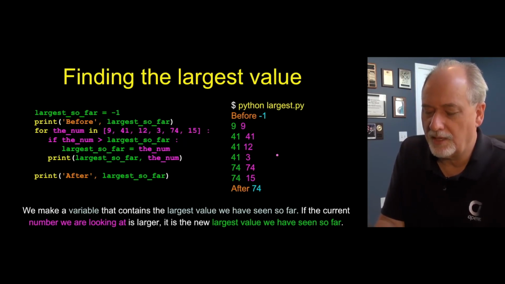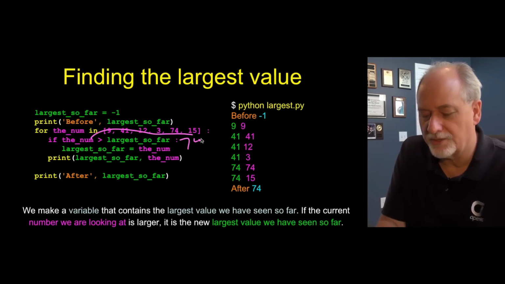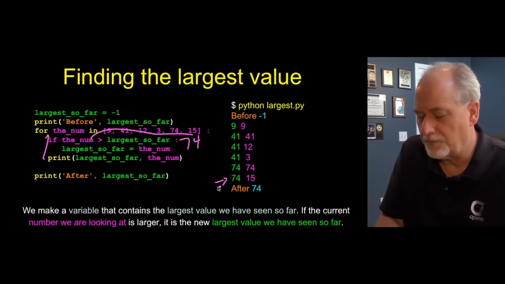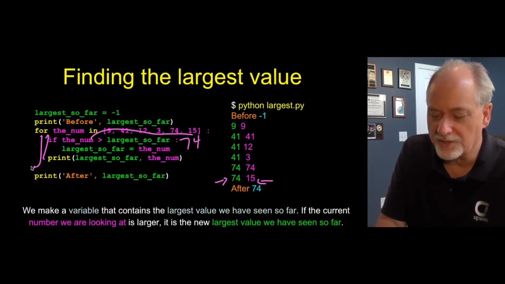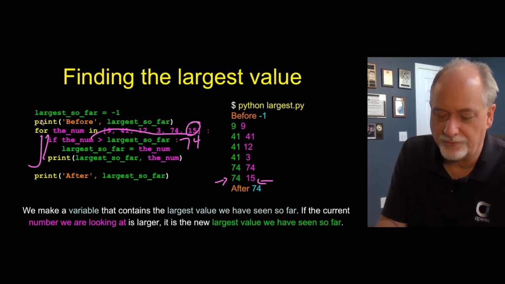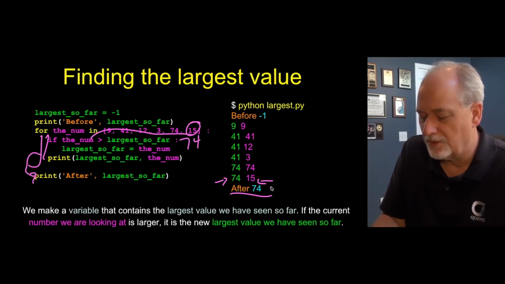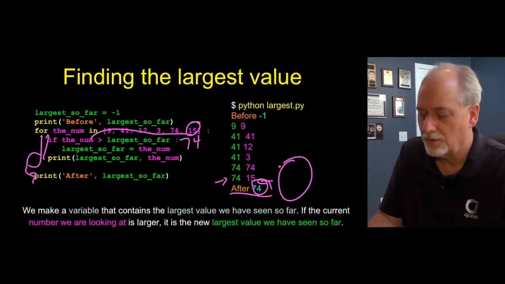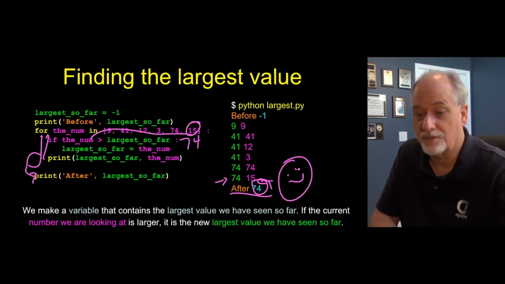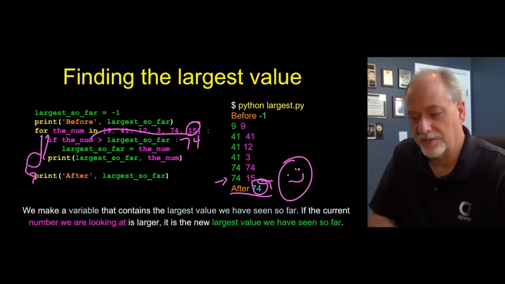And then we run it again with 15, but 74 is our largest so far, and so it skips. So 74 remains largest so far, after 15, and now we're finished because we just ran the last thing. The for loop takes care of everything and jumps to this print statement and says afterwards, largest so far is 74. But at this point, it's also the largest, right? So largest so far became largest when our loop finished.